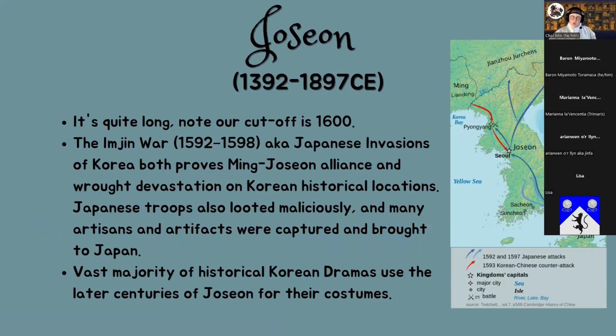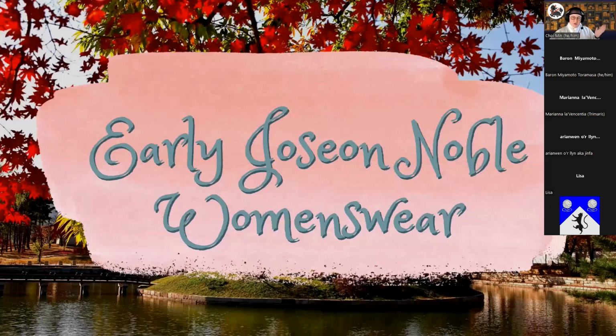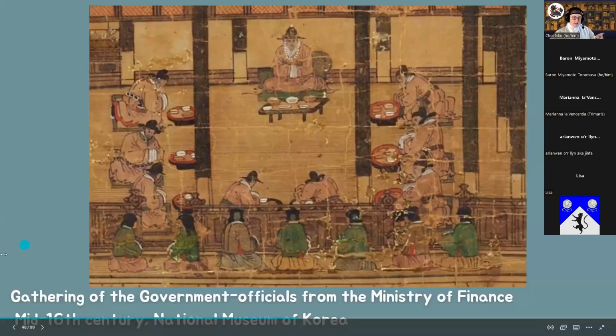We don't have a lot of stuff necessarily of super early stuff. That's why Goryeo stuff is so hard to find though, is because literally Japan came in and stole it all. It's an issue. So here's women's wear. We have some paintings. So this painting is mid 16th century. It shows women here in the front.